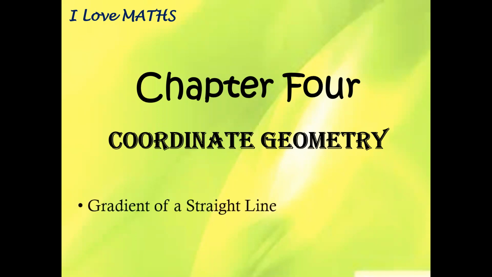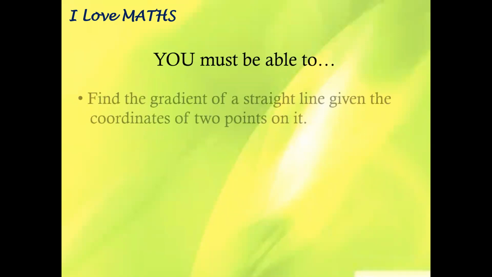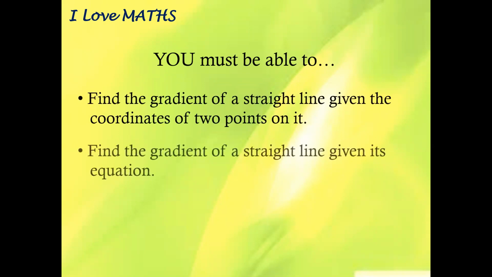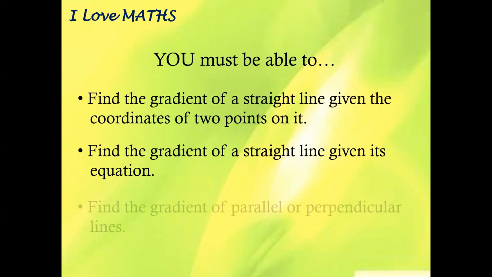Hello everyone. So today I'm going to start discussing chapter 4, which is all about coordinate geometry. And let's start with the gradient of a straight line. At the end of this discussion, you'll be able to find the gradient of a straight line given the coordinates of 2 points on it, and find the gradient of a straight line given its equation. Also, determine the relationship of the gradient values of parallel and or perpendicular lines. So let's begin.